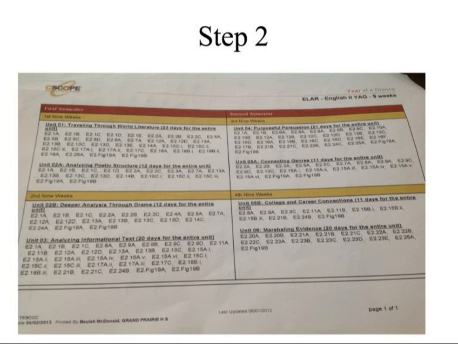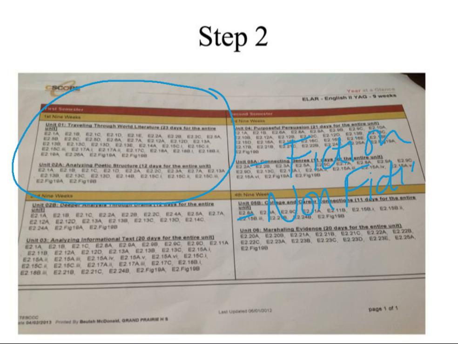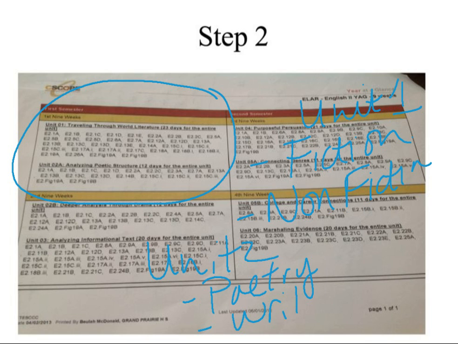Alright, next I want you to look at your scope and sequence. For the first unit, we are required to teach fiction, teach our students how to analyze fiction, as well as write fiction, also non-fiction. This is your first unit within the 9 weeks. Your second unit within the 9 weeks is poetry. You're going to teach students to analyze poetry as well as write poetry.